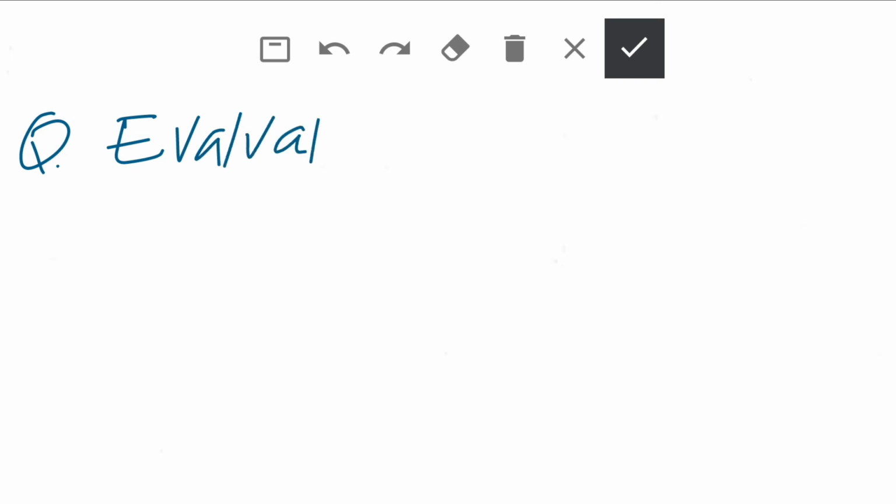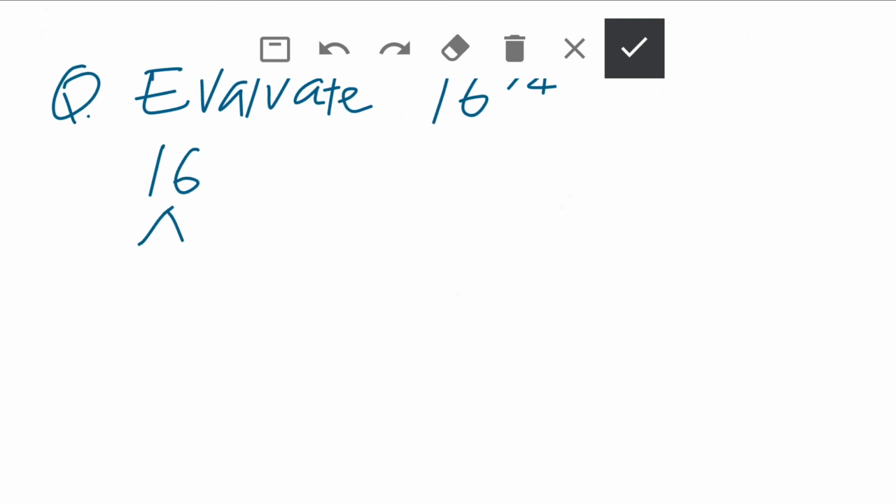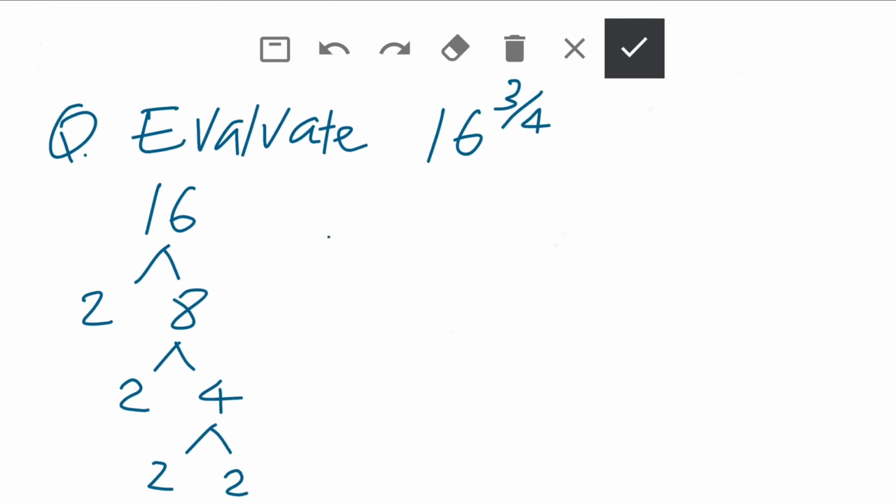which requires us to evaluate 16 raised to power 3 over 4. Now, just like I've said, you need to express 16 in its simplest form in terms of its prime factors, and 16 is the same as 2 times 8. 8 is the same as 2 times 4, and 4 is the same as 2 times 2. So instead of writing 16, we shall write 2 to power 4.